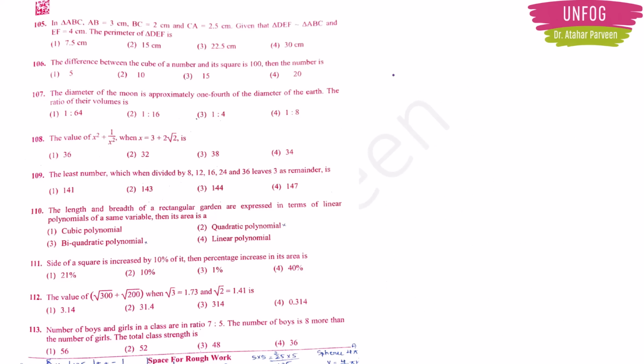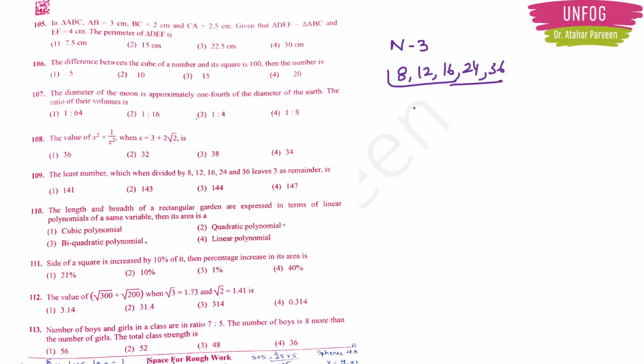Next, question number 109. The least number which when divided by 8, 12, 16, 24 and 36 leaves 3 as a remainder. So if that number is n, and if it is leaving 3 as remainder, then n minus 3 is divisible by all those numbers given in the question, right? 8, 12, 16, 24, 36.